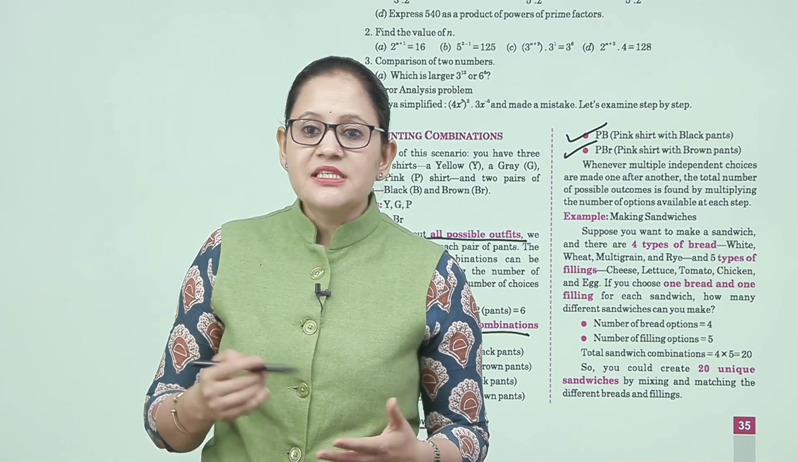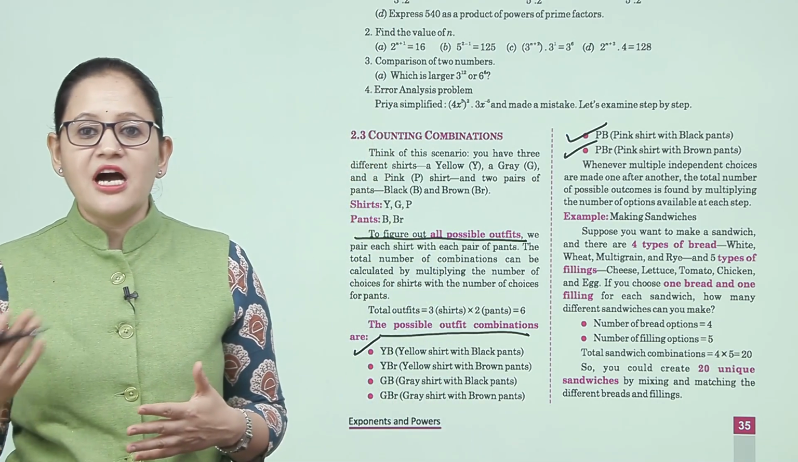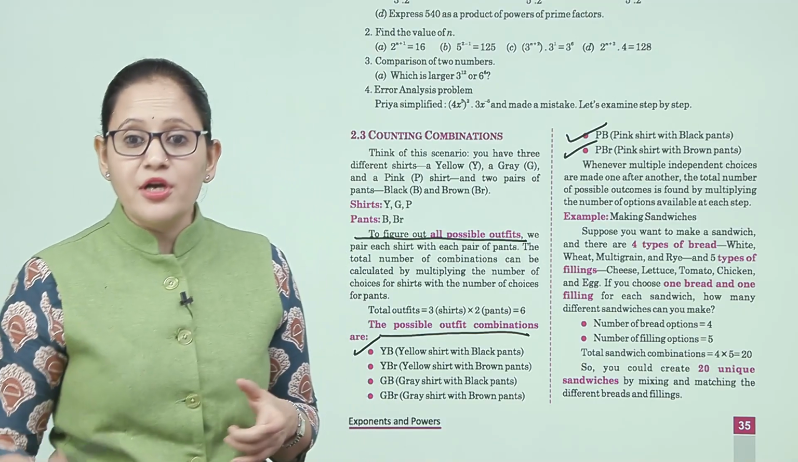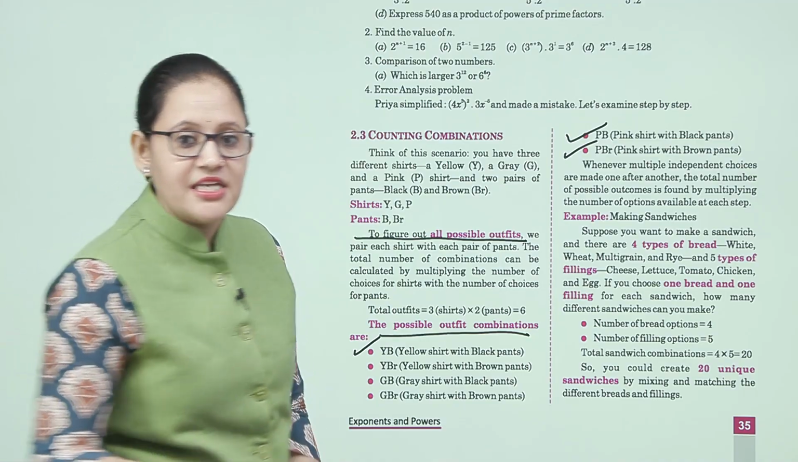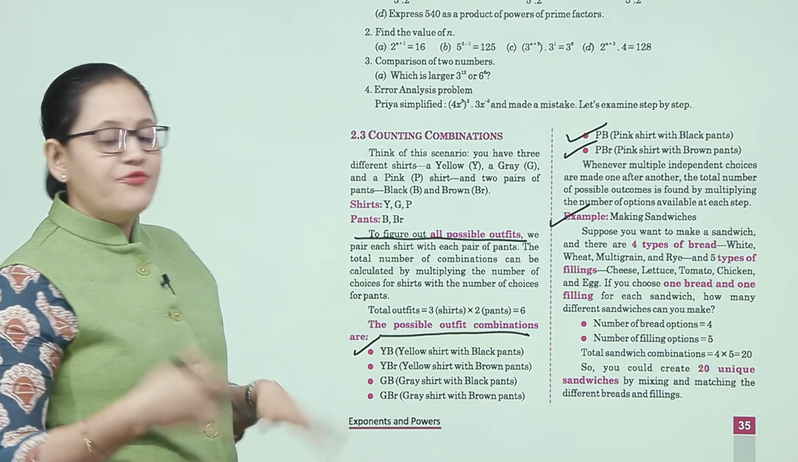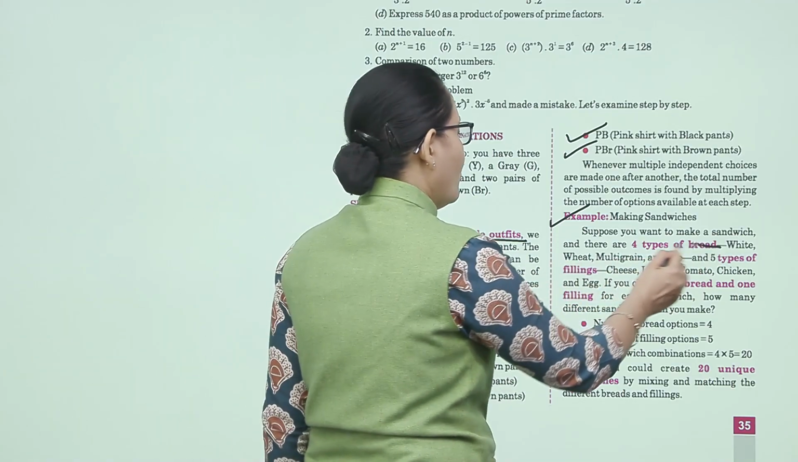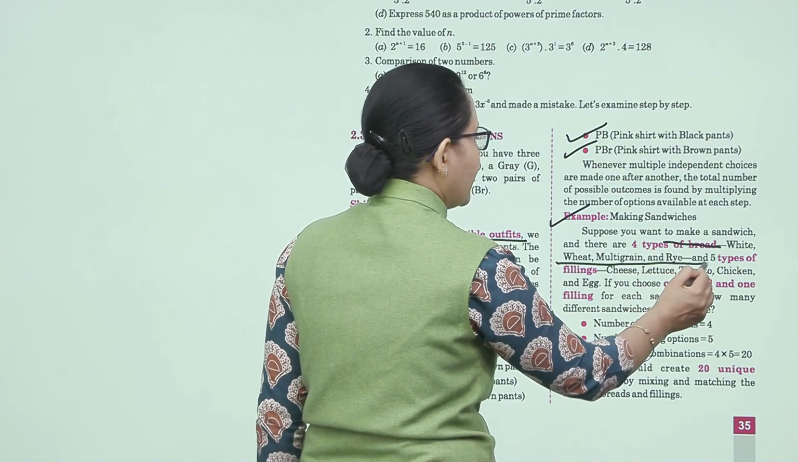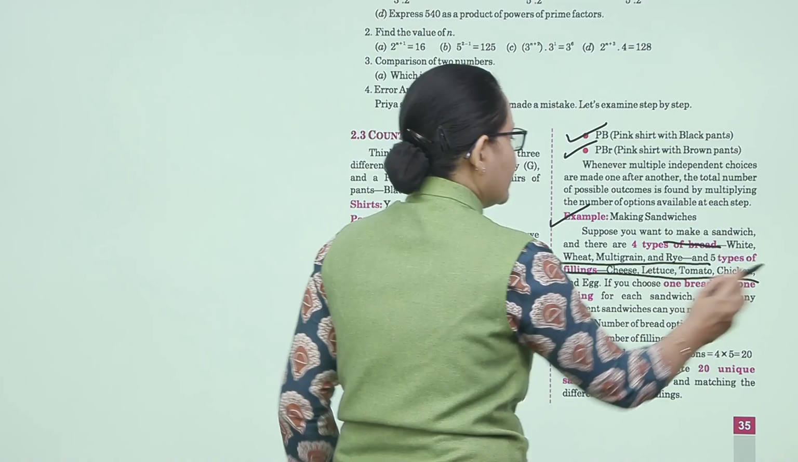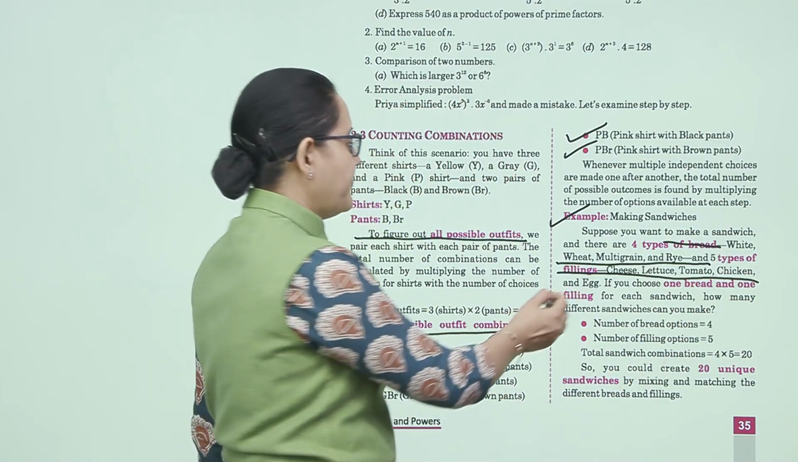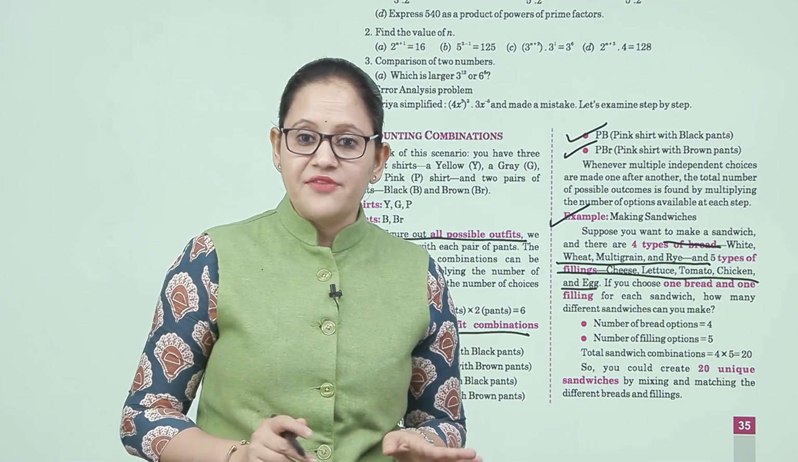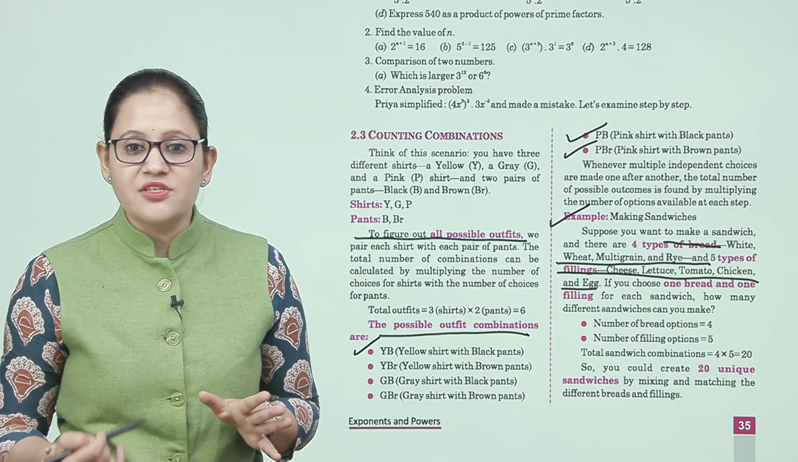Whenever multiple independent choices are made one after another, the total number of possible outcomes is found by multiplying the number of options available in each step. For example, making sandwiches. Suppose you want to make sandwiches and there are 4 types of bread: white, wheat, multigrain and rye. And 5 types of filling: cheese, lettuce, tomato, chicken and egg. If you choose 1 bread and 1 filling for each sandwich, how many different sandwiches can you make?